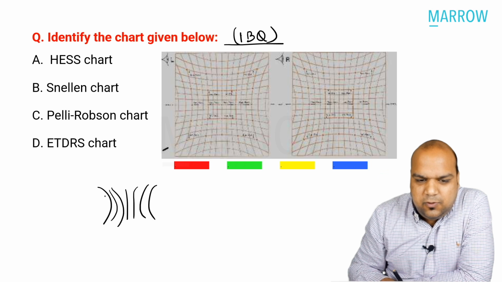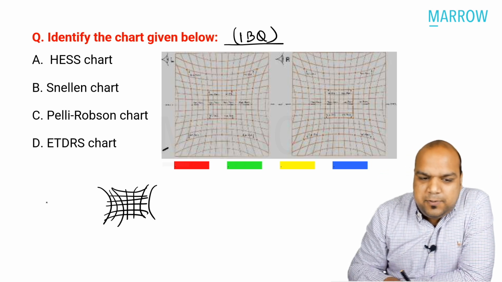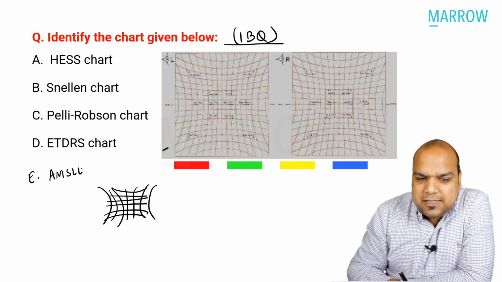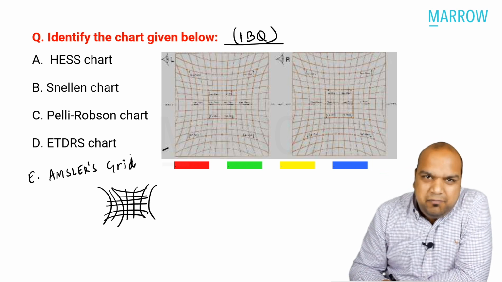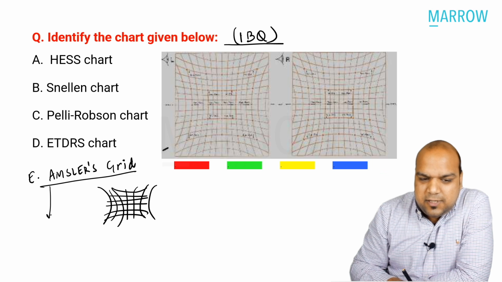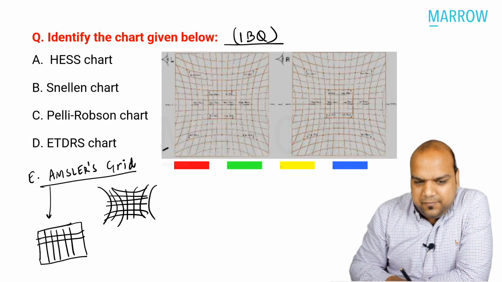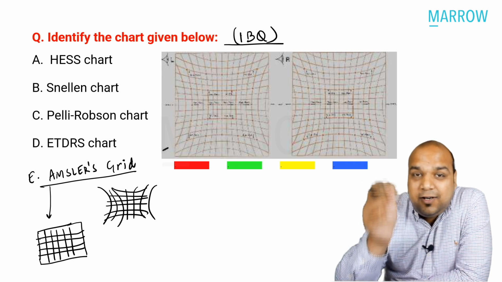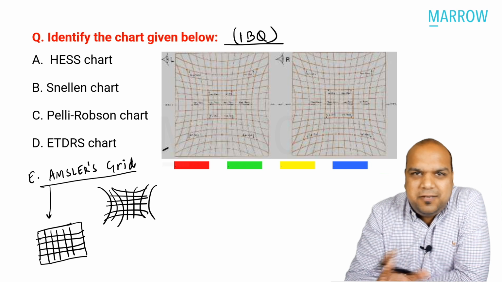So the confusion could have been there if the options were framed slightly differently. Let's say I put an option E, if the option had Amsler's grid, then probably identification may have been difficult, because Amsler's grid also has some squares. What does an Amsler's grid look like, right, guys? Amsler's grid consists of straight line squares, not of curved or concave line squares. So that is where you may have got some difficulty.